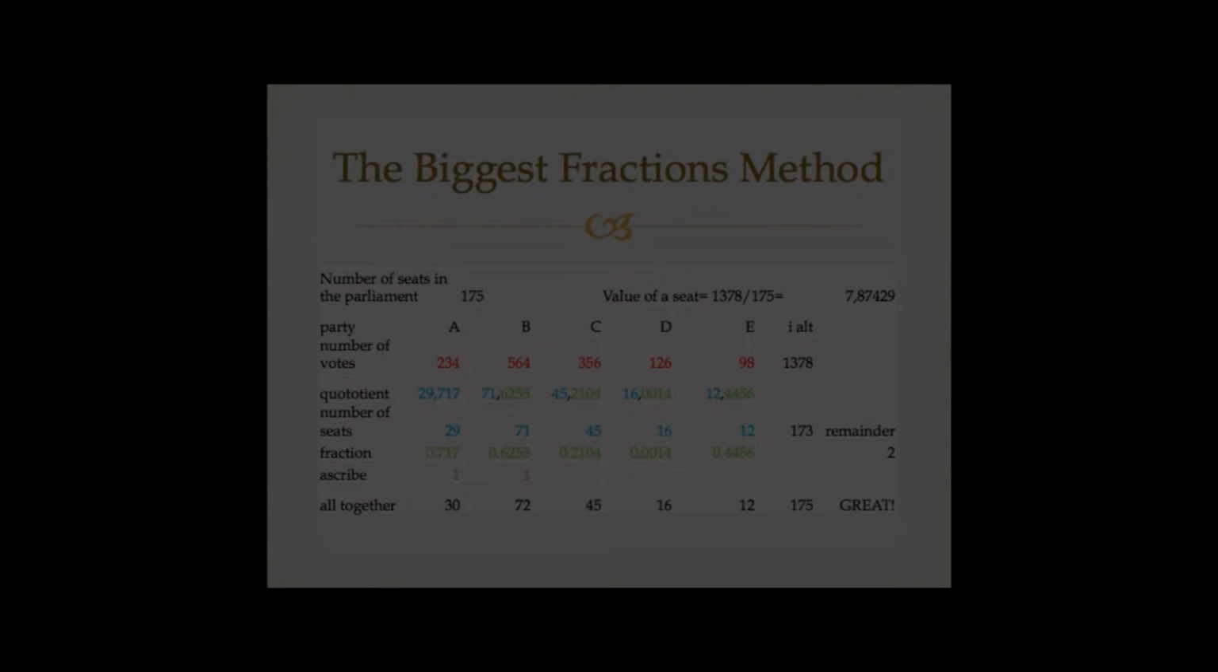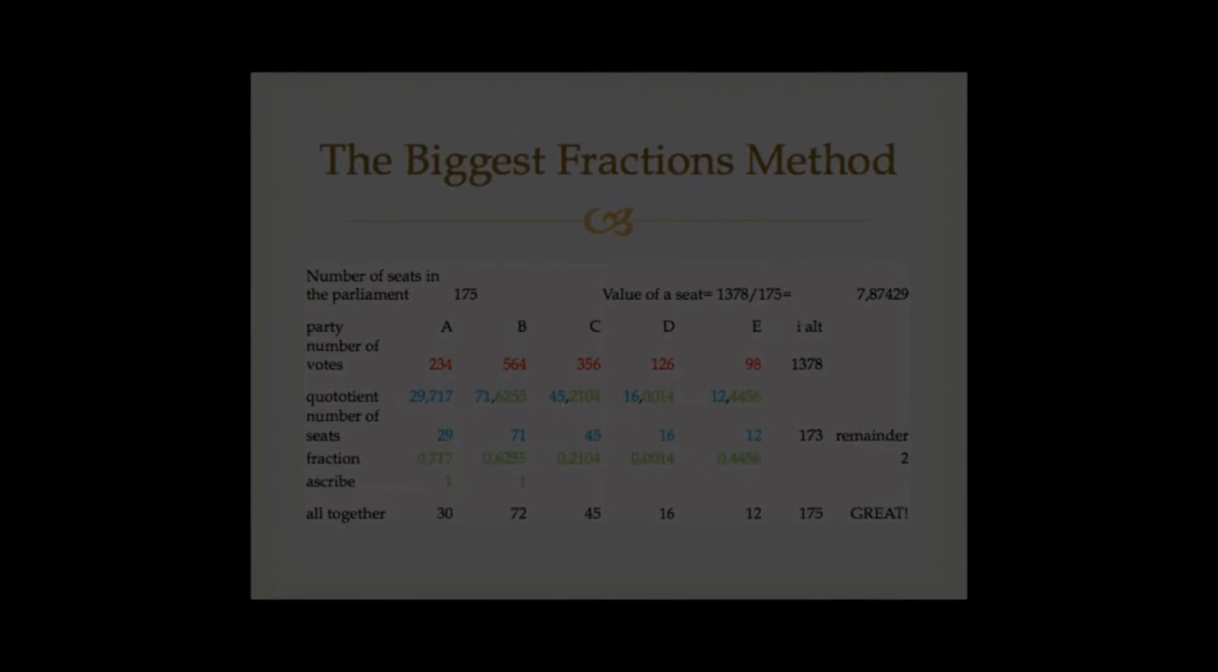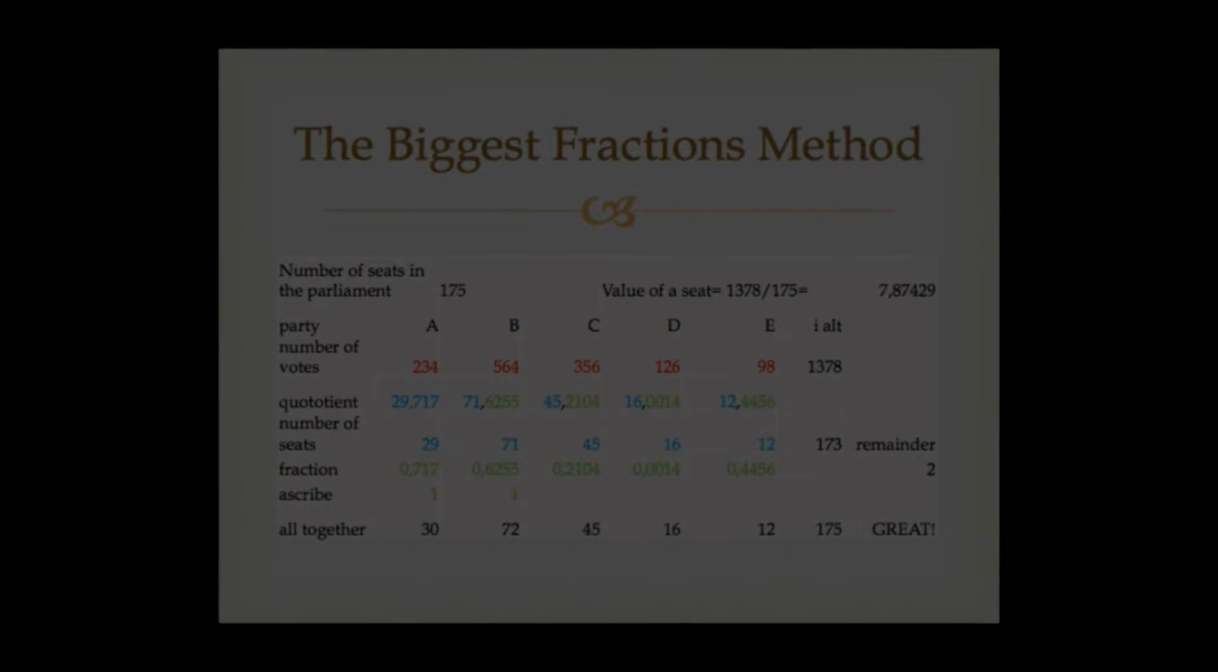And the first one you can see is 29.7, the next one 71.6, and so on. As you can see, then there are 29 mandates for party number A, 71 for party number B, 45 for party number C, and so on. But that is only 173 altogether.